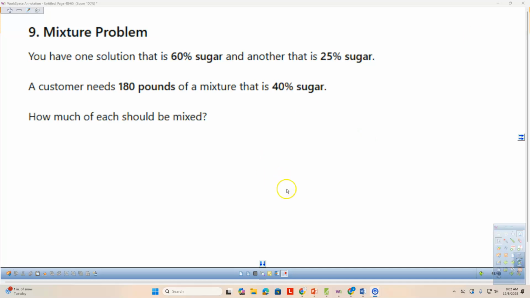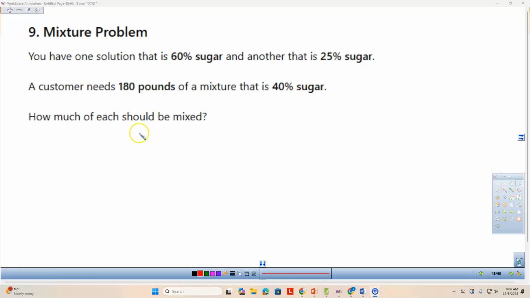Alright, first problem we're going to look at for this Unit 4 review is a mixture problem. These are the ones that kind of give you guys the most guff. One solution is 60% sugar, one's 25. You need 180 pounds at 40%. How much of each? My suggestion is make your two equations. I would use matrices to solve it after that. You could use substitution or elimination, but I would use matrices. Go ahead and give it a shot.